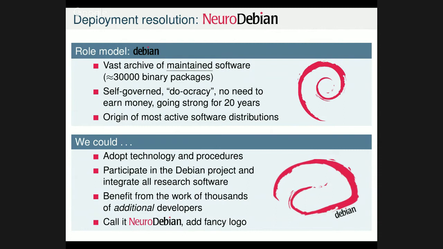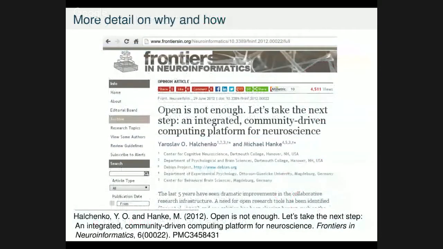So all this sharing of the cost of maintaining systems pretty much got shared with others, and we started to benefit from others who contribute to Debian as well. If you want to know a little bit more about why and how, we published a paper a few years back, "Open is not enough," so you can read that one. It's open and available online.